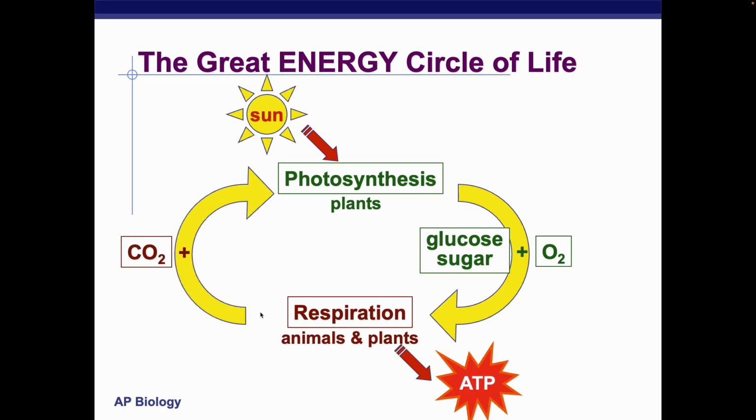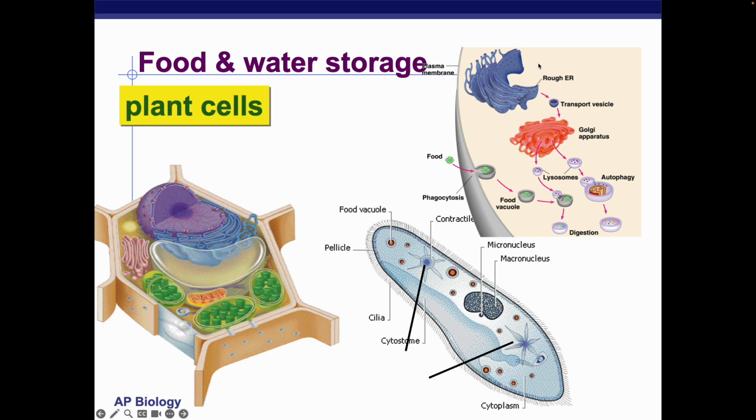So this just shows how everything comes together in energy. From photosynthesis creating glucose, we then break this down in respiration and release CO2 and H2O, which are then used again for photosynthesis. Everything's connected, basically. So how do we store food and water?